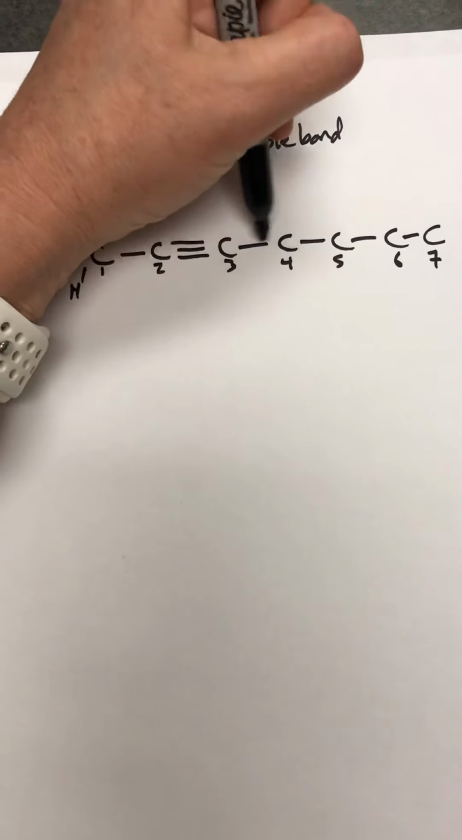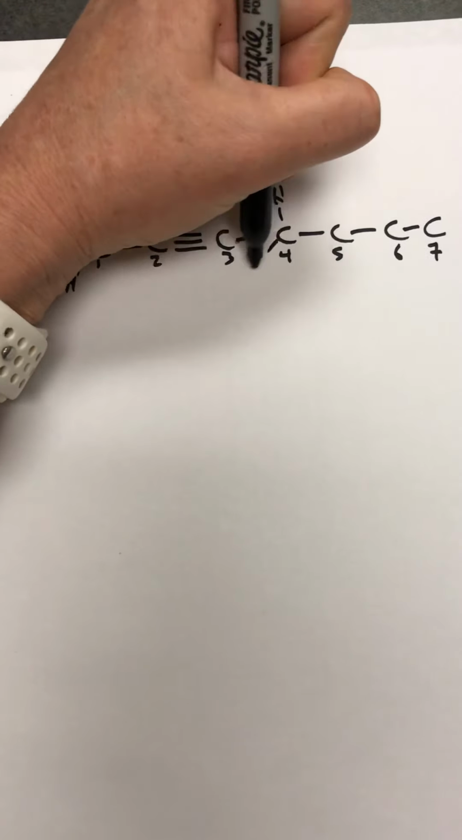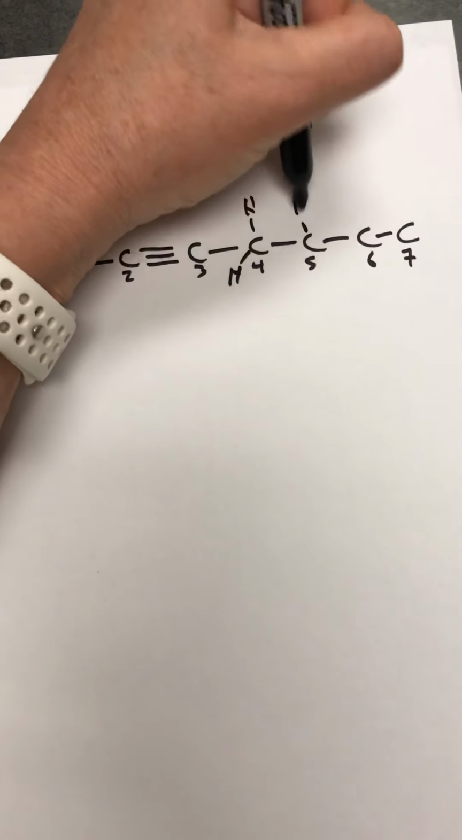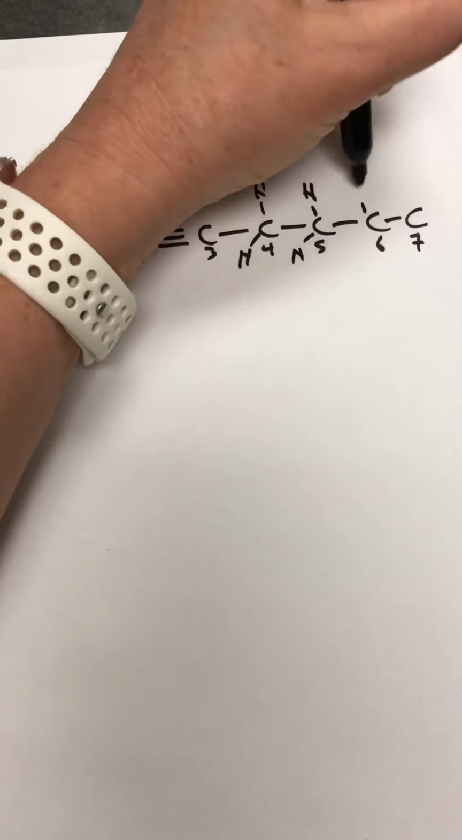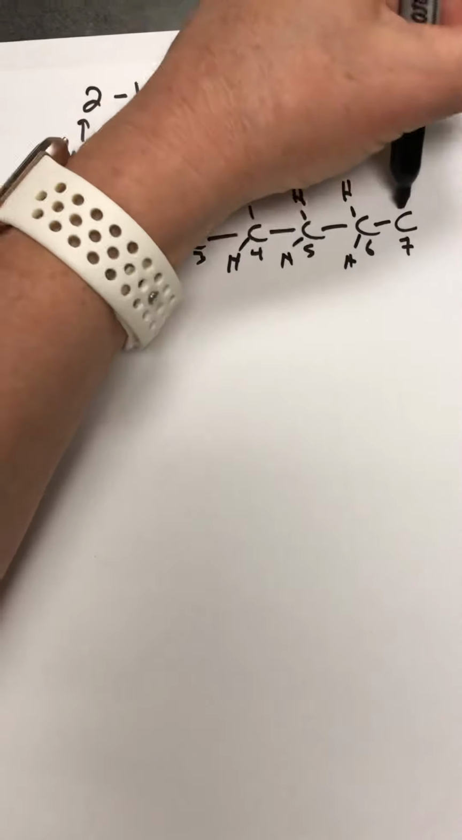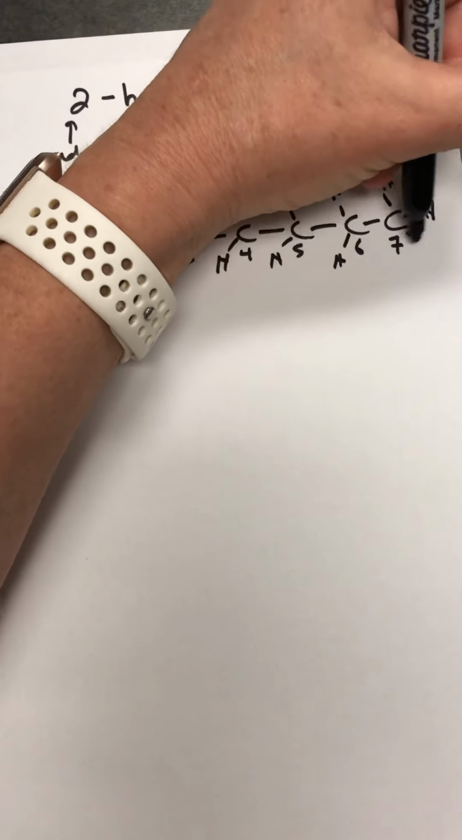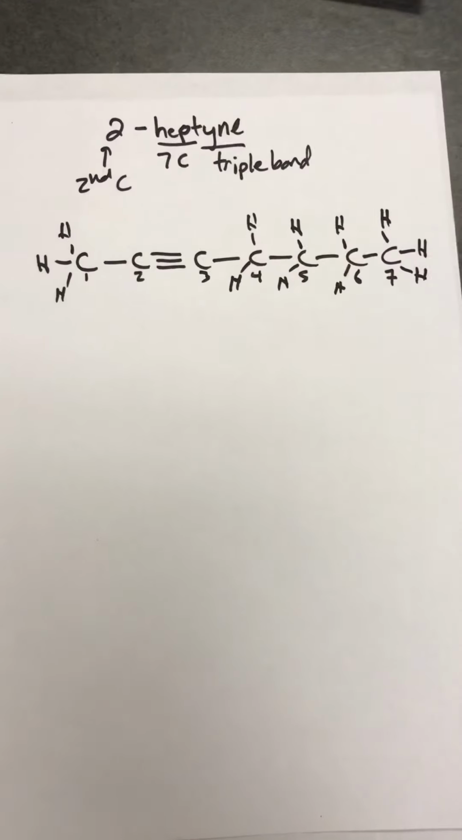This one already has 4 bonds, this one only has 2, so we need 4 bonds. We're always trying to get 4 bonds on the carbon. Alright, so that's beautiful and fine and dandy.